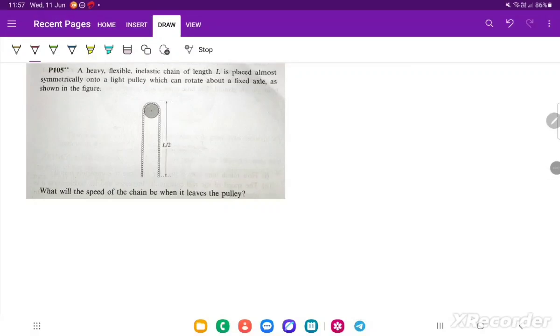Welcome back everyone. So today I have brought another interesting problem from mechanics, and if I have to categorize it specifically, I would say it's an NLM question. So let's give it a try. First, I'm reading out the problem once.